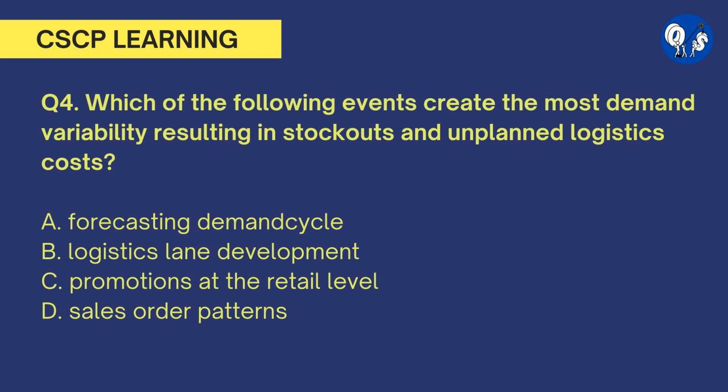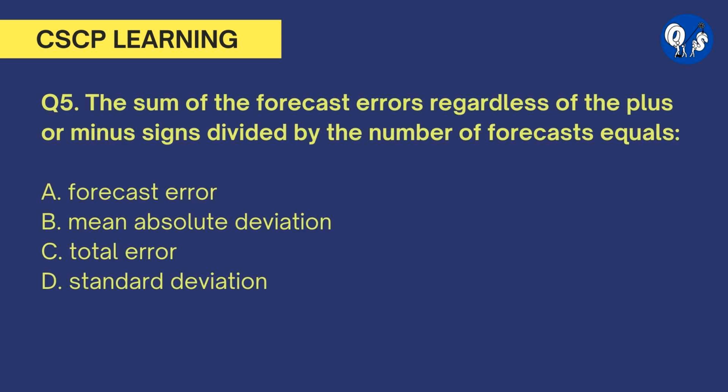Promotions have the capability to create wide demand variations resulting in stockouts, unplanned logistics costs, and high inventory costs. The collaborative planning, forecasting, and replenishment model (CPFR) provides for retail event collaboration to ensure promotions are communicated and properly planned for.